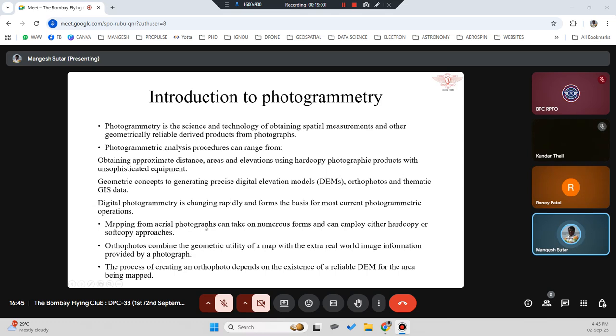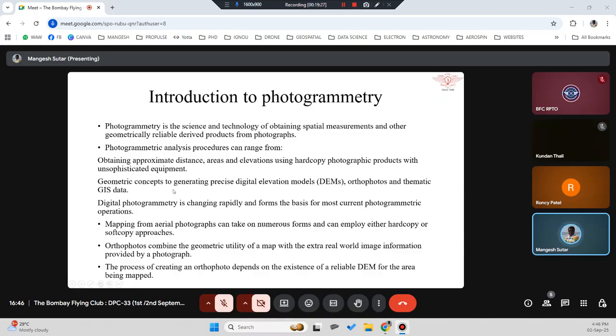Mapping from aerial photographs can take numerous forms and can employ either hard copy or soft copy approaches. Orthophotos combine the geometric utility of maps with the real-world image information provided by the photographs. The process of creating an orthophoto depends on the existence of a reliable DEM for the area being mapped. So these are some advantages of digital photogrammetry.